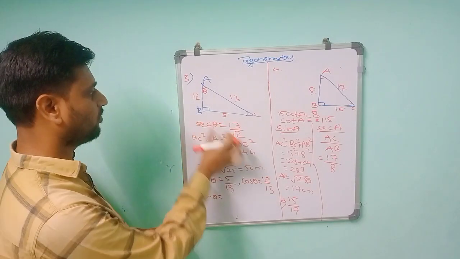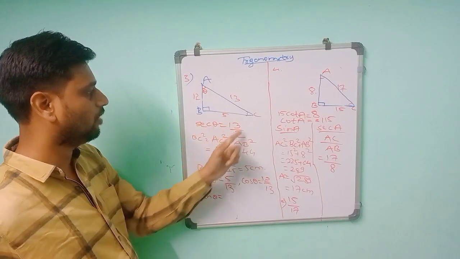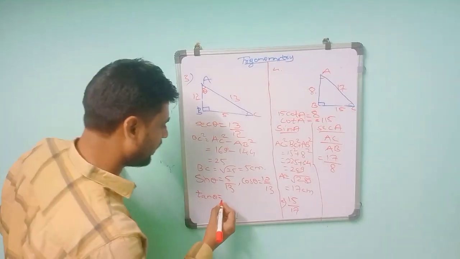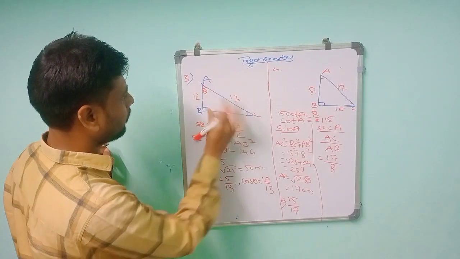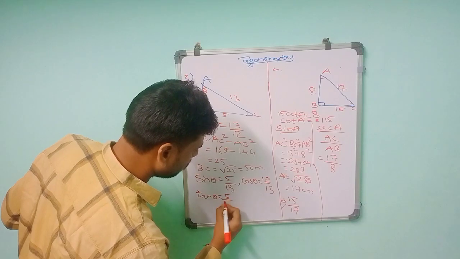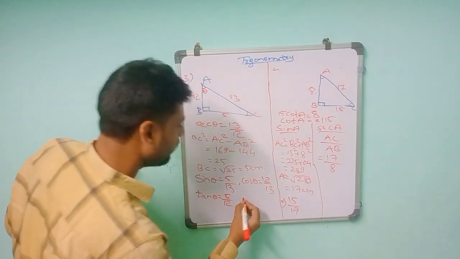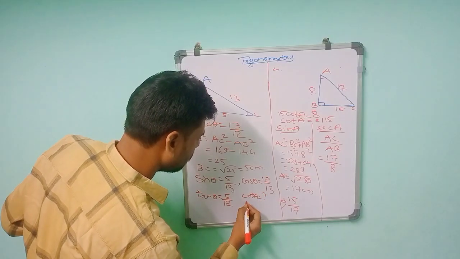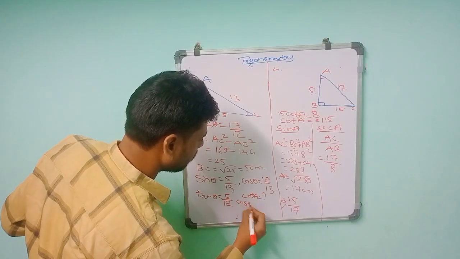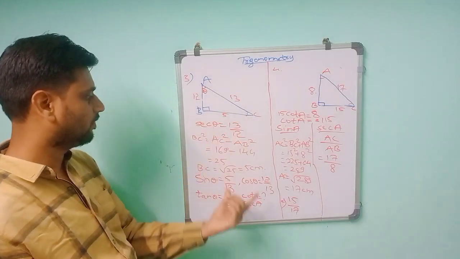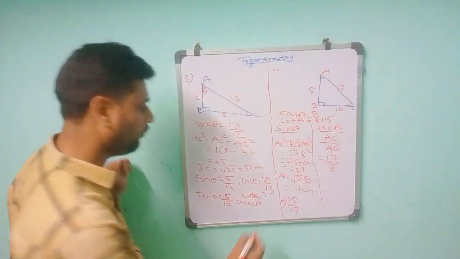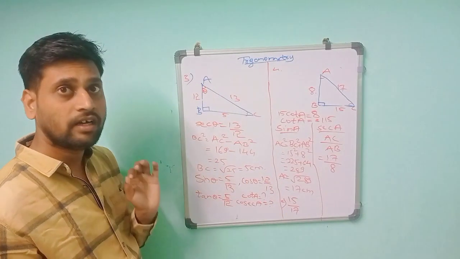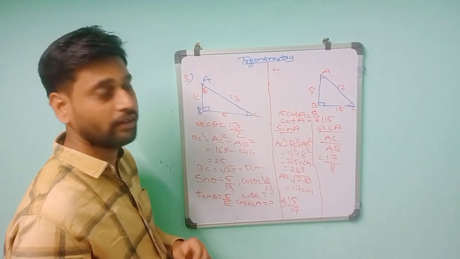Cos theta is the reverse of sec theta, which they gave as 13 by 12, so cos theta is 12 by 13. Then tan theta is equal to opposite by adjacent, 5 by 12. Then you find cot A and cosec A. One they had given, three I have done, so the remaining two you can do yourself. If you know the formulas, you only have to substitute the values. First you should know the formulas for trigonometry.